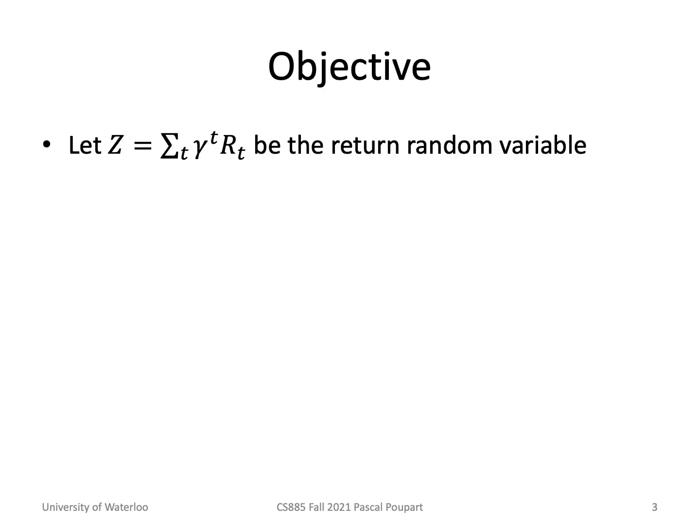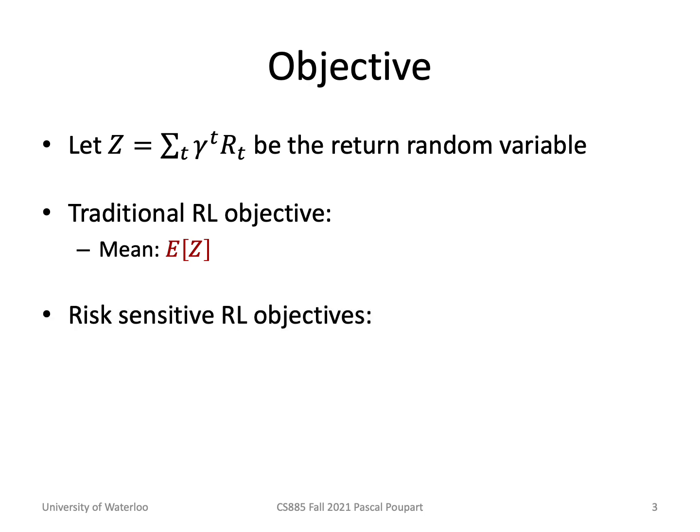Let's look at the objective in reinforcement learning. To do this, we're going to denote Z as a random variable, and it's going to correspond to the sum of discounted rewards, where the rewards themselves are also random variables. Now, in traditional reinforcement learning, the objective is to maximize expected rewards, which really correspond here to the expectation of Z, or if we prefer, the mean of Z. We can also consider other objectives that are going to be risk sensitive in the sense that they can take into account other statistics from the distribution of returns.